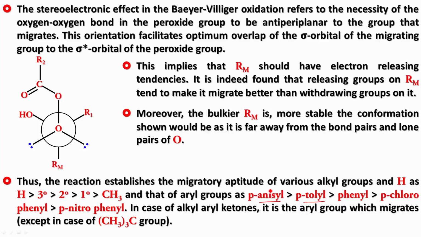Anisole is basically a group in which O gives the lone pair to the benzene ring. P-tolyl is the one in which the methyl group gives through hyperconjugation. Then you have phenyl. Now you have the withdrawing p-chloro, para-nitrophenyl. So these are withdrawing, and that's why their migrating tendencies are much lower. And in the case of ketones, generally it is the aryl group which migrates, except when the carbon is tertiary. In the case of a tertiary carbon, it is the tertiary carbon which migrates compared to the aryl group. That's because this is bulkier. So here the steric effect becomes more prominent.